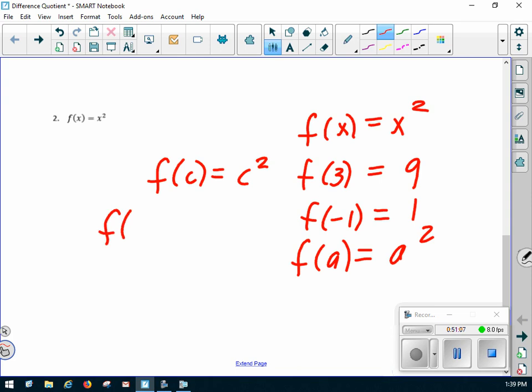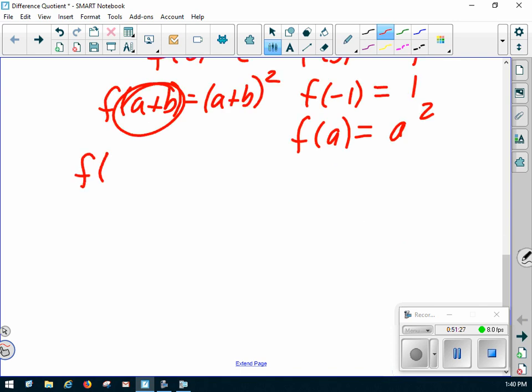What's f of a plus b? A squared plus b squared? What? It's a plus b, quantity squared. Aren't you taking this and putting it where x is? So it's a plus b, quantity squared. What is f of p plus q? It's p plus q, quantity squared.